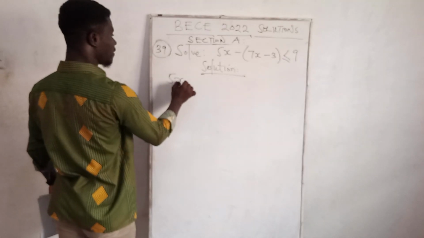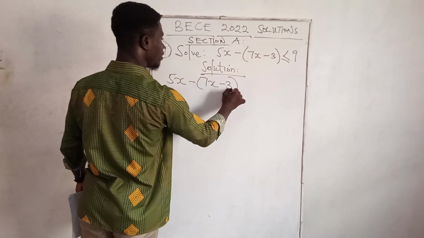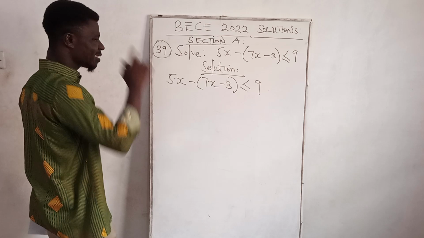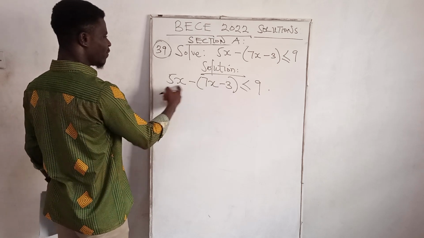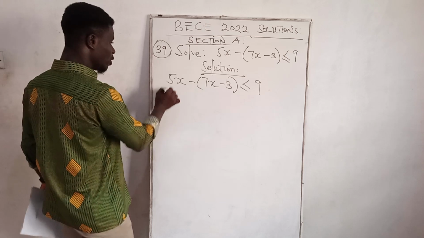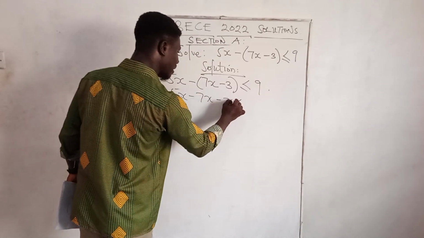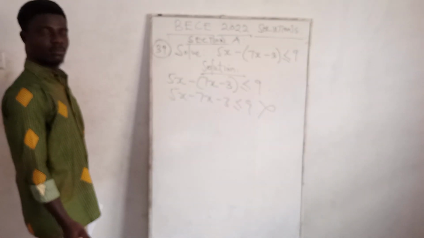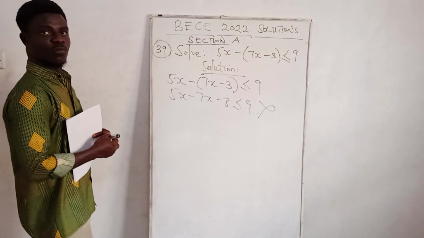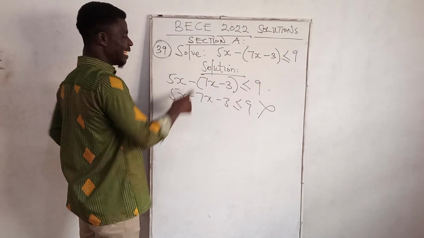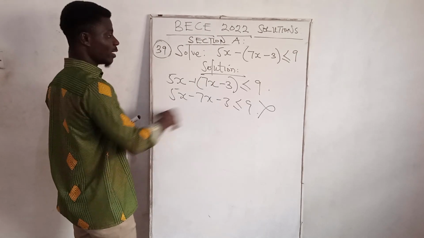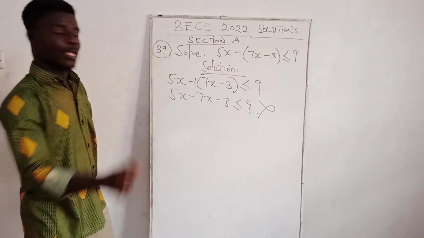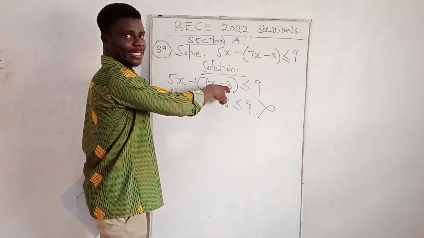So I have 5x minus 7, x minus 3, less than or equal to 9. Now, some students just proceed and start solving without care. It's wrong. You just remove the brackets and solve. Don't forget that this negative here is negative 1, right? It is affecting the whole of the expression inside the bracket.